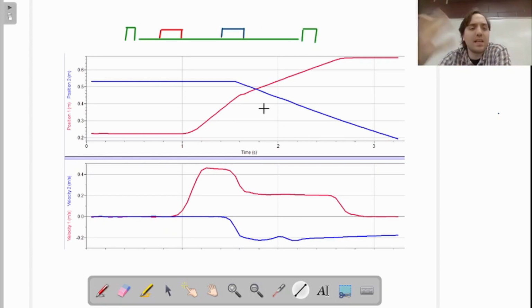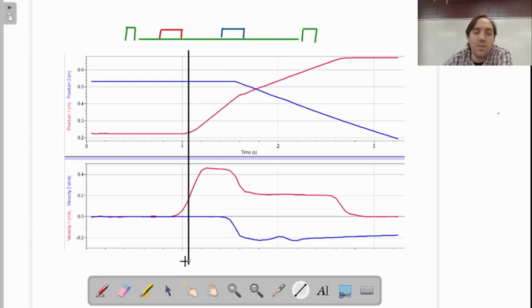In this one we can gather a lot of information. For instance, if we look from this point on, we can see that there was an initial push to the red car, which gave it an initial velocity and some initial momentum. And then at this point here, there was a collision, which caused a transfer of momentum.